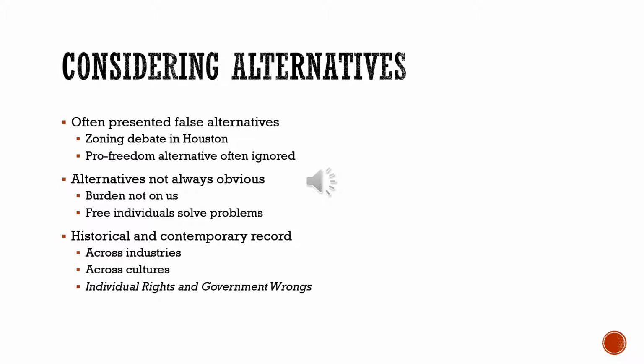But the important point that we can make is that free individuals, and only free individuals, do solve problems. They do find ways to meet the needs and desires of other individuals. So that's what being in business is all about, is identifying a need or desire that isn't being fulfilled. So we can certainly make that point, that if we give individuals freedom, they will find solutions. But we can also look at the historical and contemporary records to find alternatives or examples of alternatives.